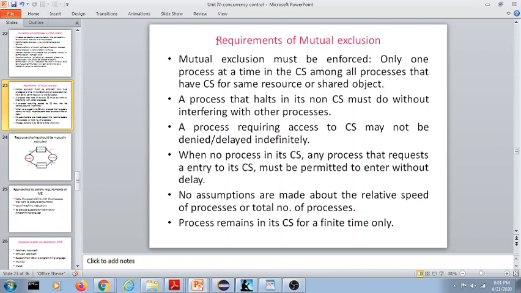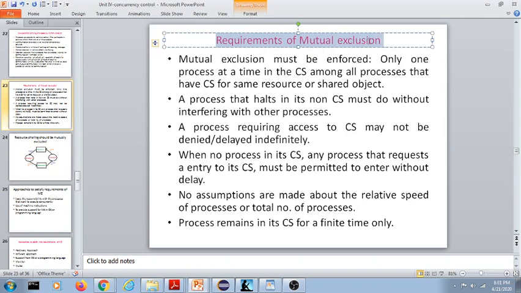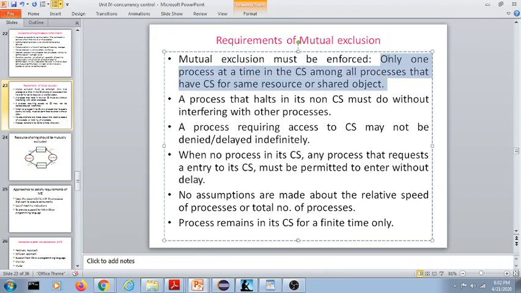So what are the requirements for mutual exclusion? First, we should not be dependent on the OS to implement this concept of critical section of the code. We should not rely on the OS to take care of everything. Mutual exclusion must be enforced: only one process at a time in its critical section among all processes that have a critical section for the same resource or shared object. That means you should allow only one process to enter its critical section for the printer resource, and you should not allow other processes to enter their critical section for the same printer resource.